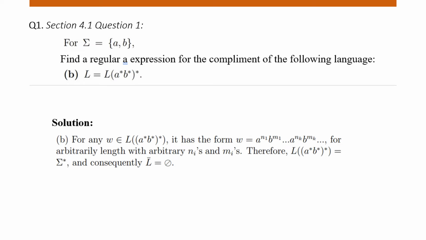All right, so the first question. This first question right here is star closure. So it's basically every combination of A's and B's that you can make. And so the complement of this language would then be the empty set.